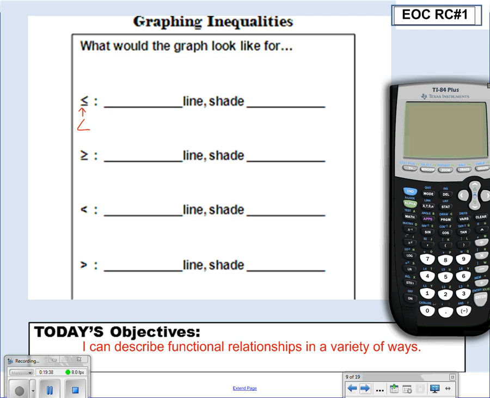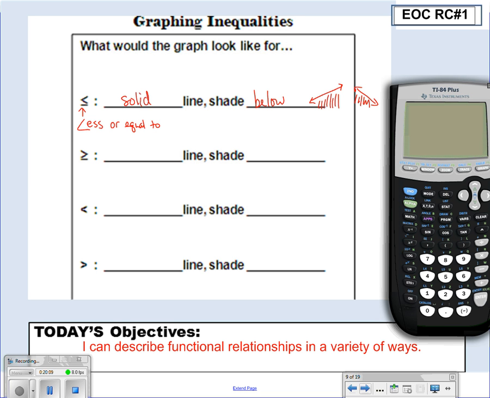I don't want to put less than there, I'm sorry. This means less than, and since it has a line with it, then it's or equal to. Since it has a line underneath, that means it is going to be a solid line. And because it's less than, it is going to be shaded below. So you'll have a solid line with the shading below. Or it could be a negative slope line with the shading below.